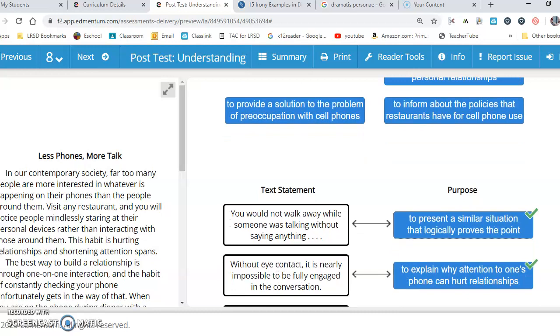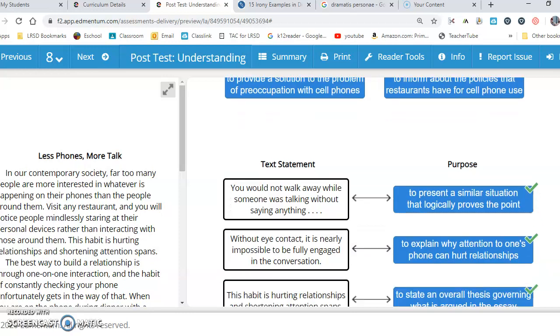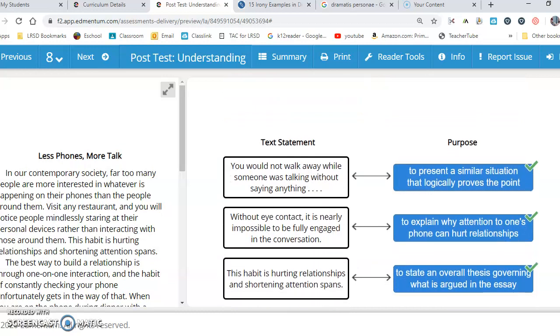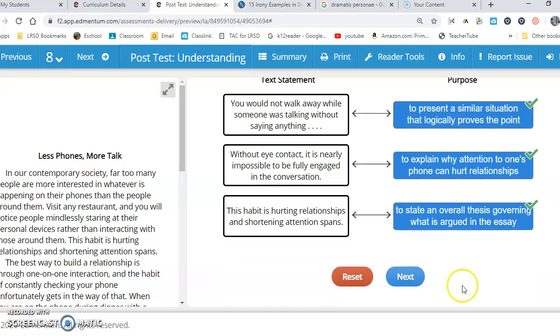The next one is without eye contact, it is nearly impossible to be fully engaged in conversation. This explains why attention to one's phone can hurt relationships. This habit is hurting relationships and shortening attention spans. This is basically the main topic of the essay. So this is an overall thesis governing what is being argued in this text.